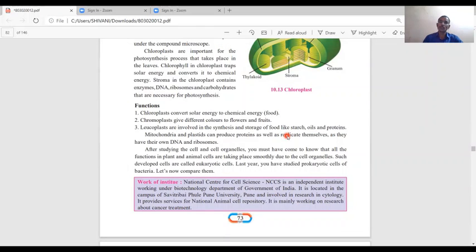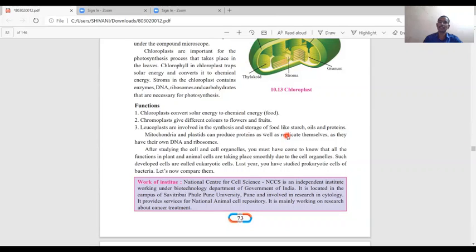Chloroplast converts solar energy to chemical energy. That is due to chloroplasts. All plants produce their own food by the process of photosynthesis. Chromoplasts give different colors to flowers and fruits. Leucoplasts are involved in the synthesis and storage of food like starch, oil, and proteins.